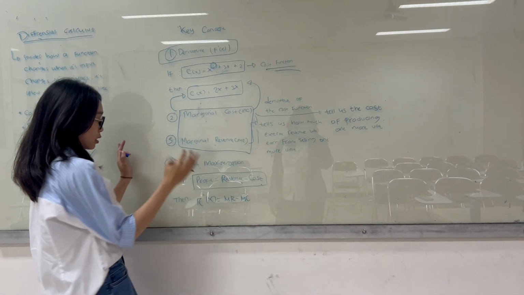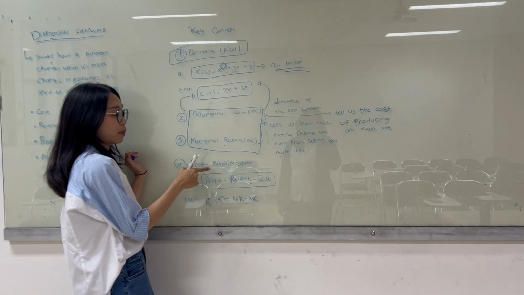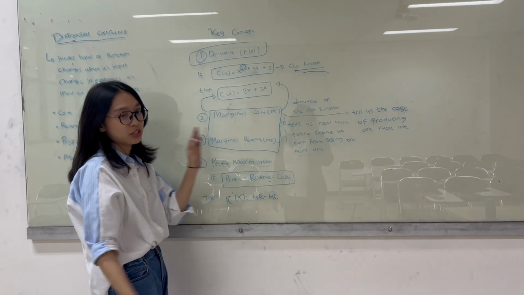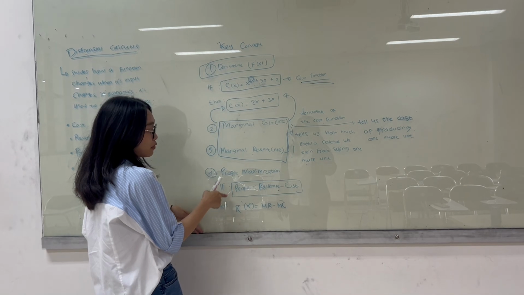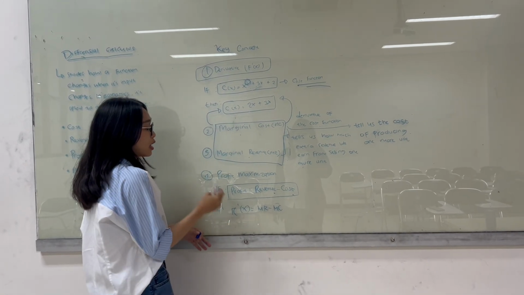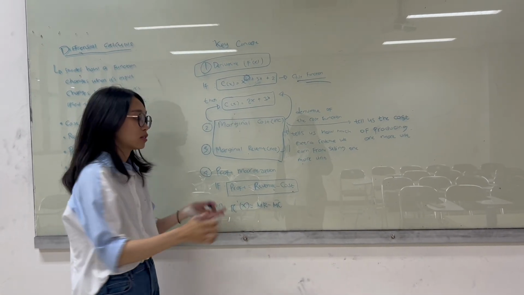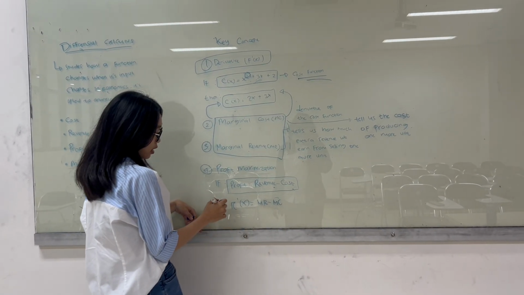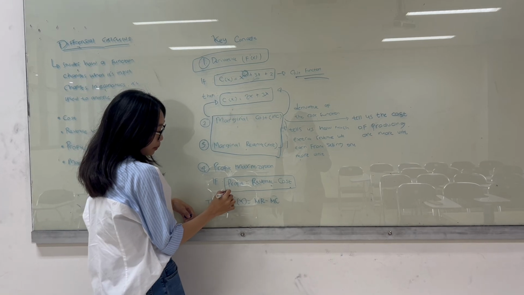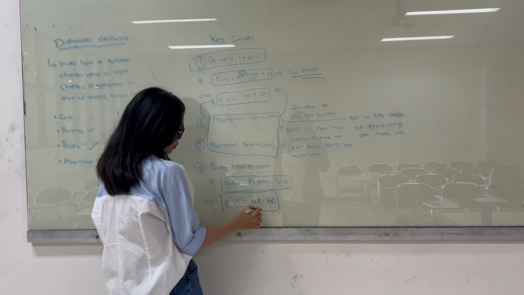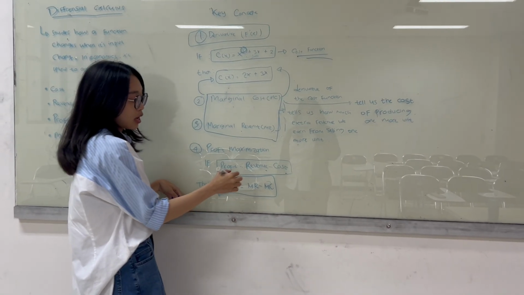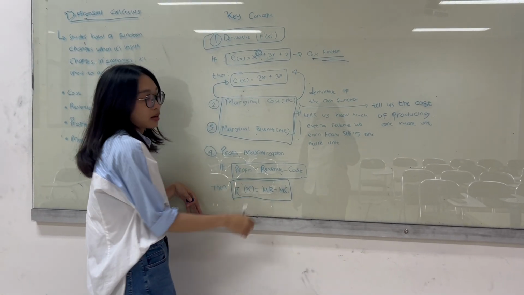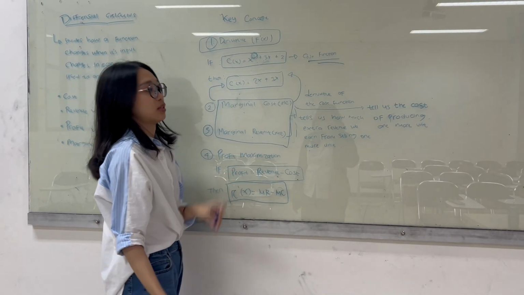And for the last, there is profit information. This is a formula: to find profit, the formula is revenue minus cost. So the profit function P(x) is MR minus MC.